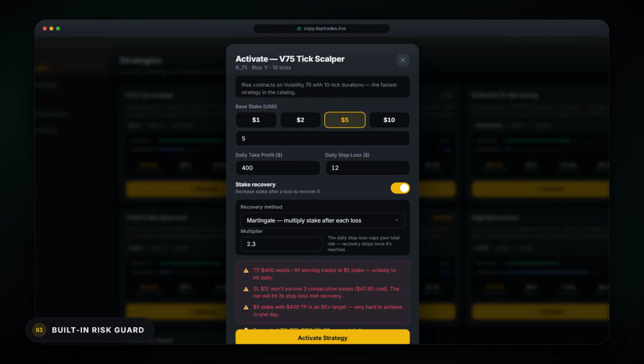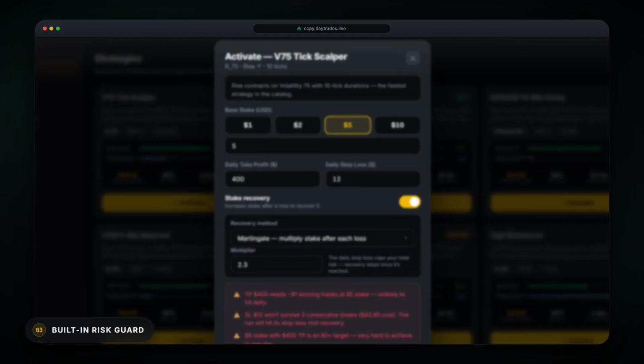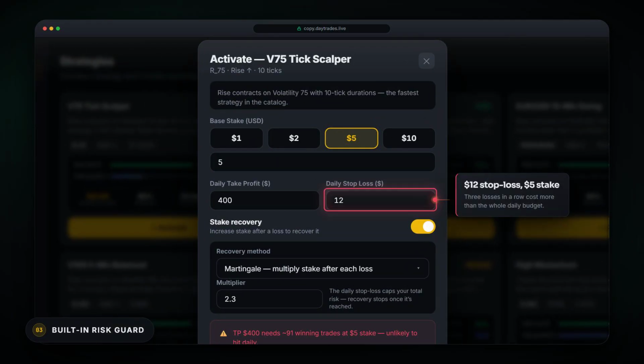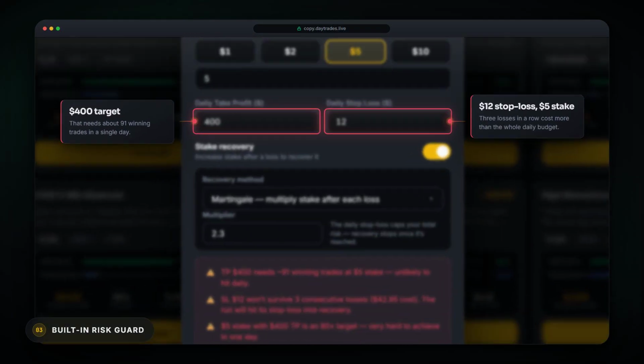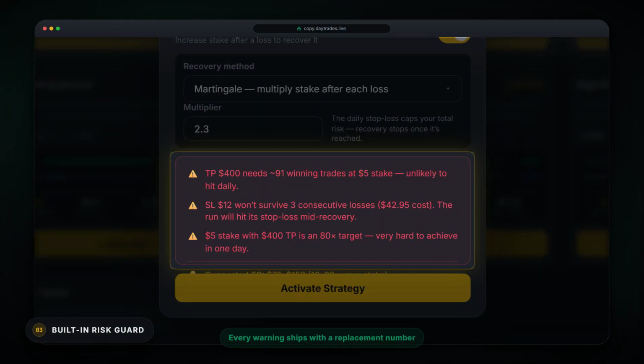And you're not doing this alone. AutoTrade checks your numbers before they ever go live. A stop loss too tight to survive a recovery chain. A take profit you'd never realistically reach. It tells you exactly what's wrong and suggests numbers that actually work.